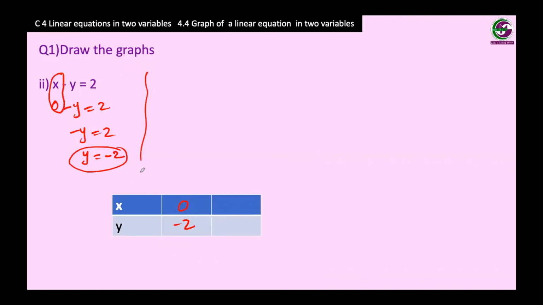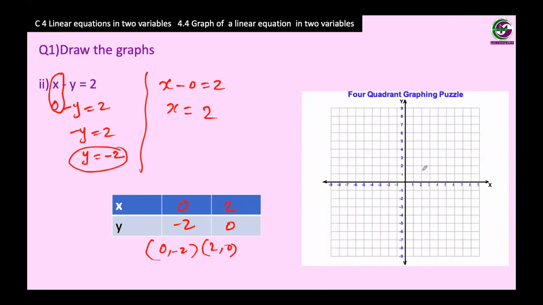Now let us see what will happen to x if y is equal to 0. So x will be equal to 2, because negative 0 will have no effect. So if x is 2, y will be 0. So the points are (0, -2) and (2, 0). Let's plot it on a plane. In your copybook, you have to draw the graph.